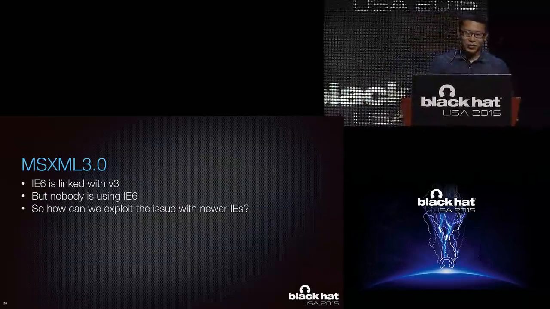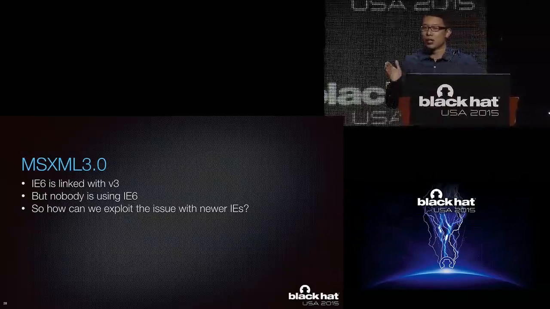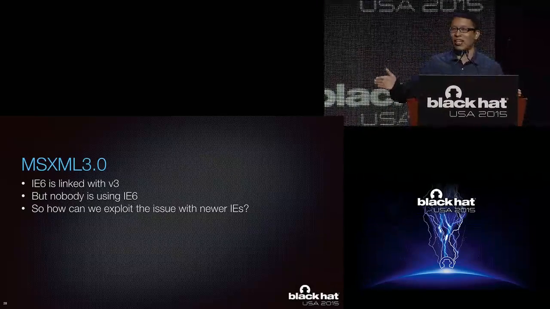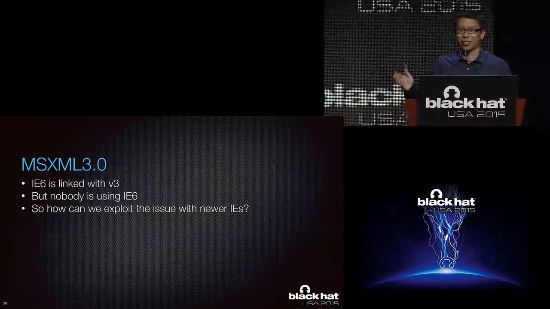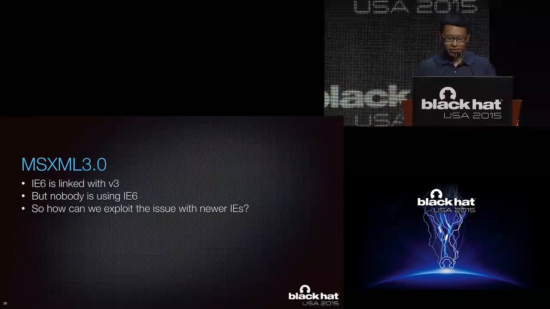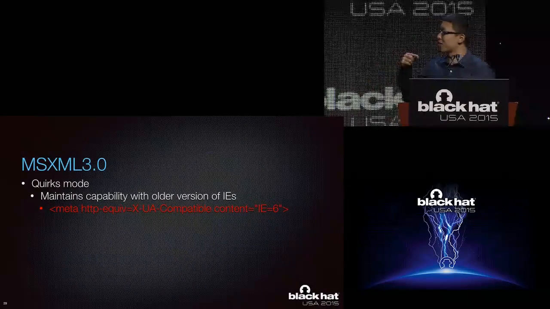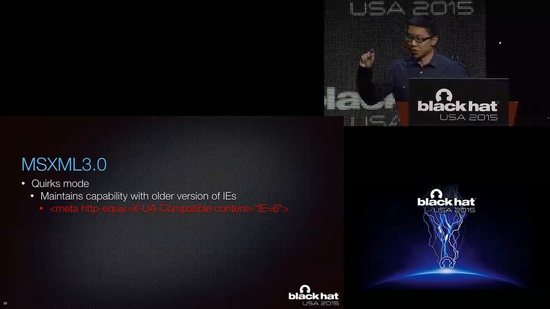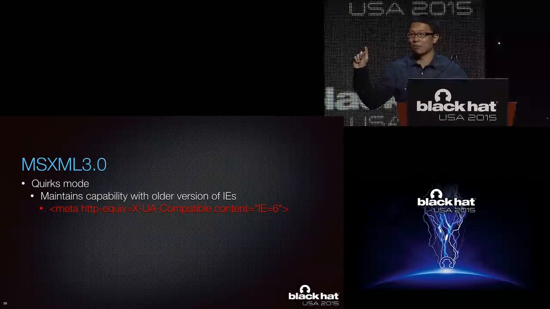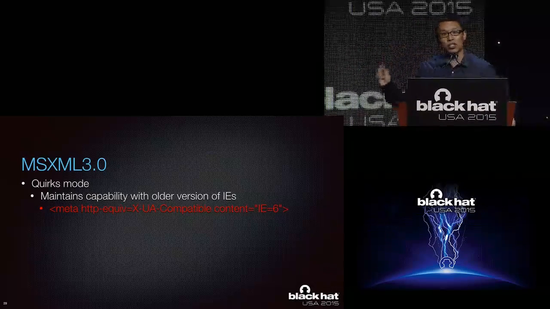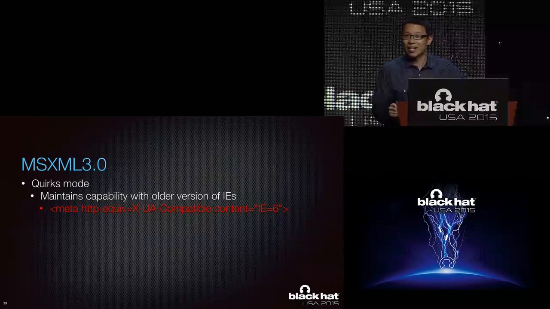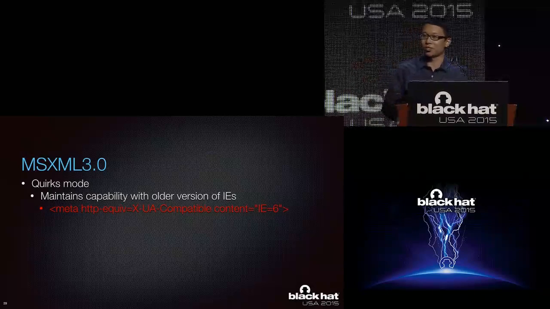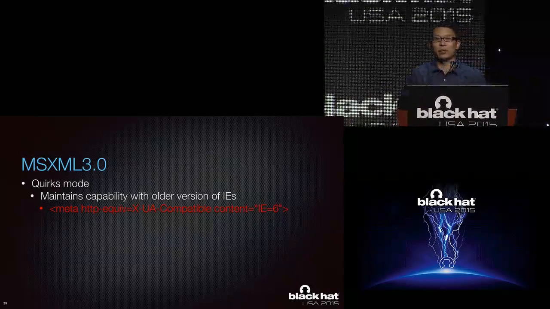And how can we explore the issue while we're using newer versions of IE, right? Because we don't want to just target IE6. That's like targeting a disabled version. We want to go with newer versions like IE11, where people are actually using it. So quirks mode, I think maybe a lot of you already heard of this. Quirks mode is an interesting feature in IE that lets the browser run in the older versions of IE to maintain compatibility.